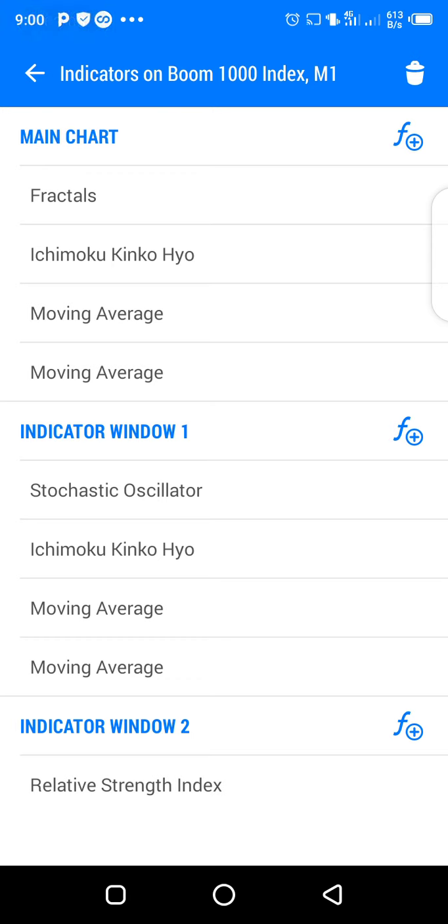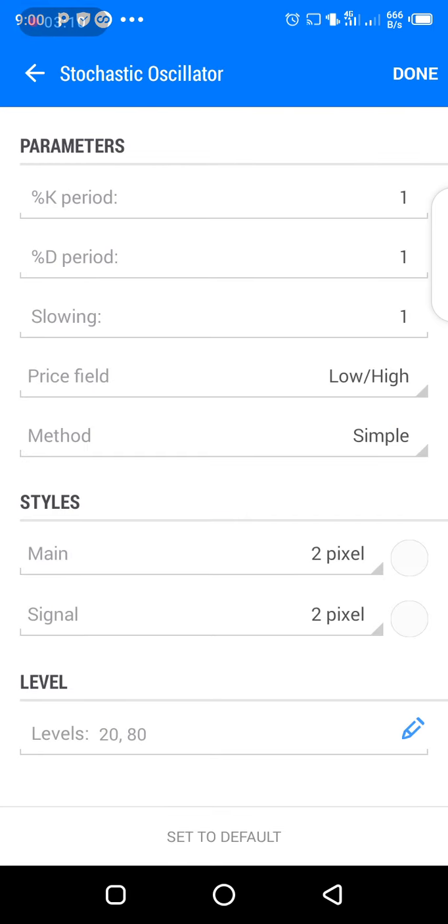We're done with our main chart. In indicator window 1, the first thing you take there is the stochastic oscillator. Now look at the parameters. You have 1, 1, 1, then price field low and high, then method simple. On the styles you have main 2 pixel, signal 2 pixel. You just leave it like that, no colors.